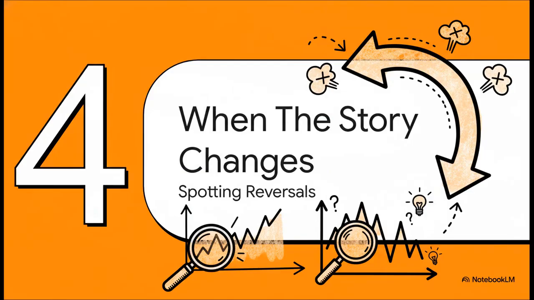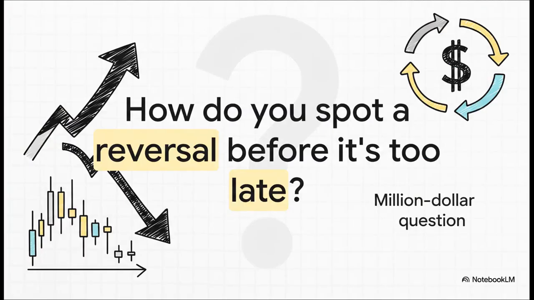Okay, so that's pretty straightforward, right? We know what an uptrend looks like. We know what a downtrend looks like. But now we get to the really good part. This is where it gets powerful. How do we know when the story is about to change? When is that trend about to run out of gas? I mean, that's the question every single one of us wants the answer to, right?